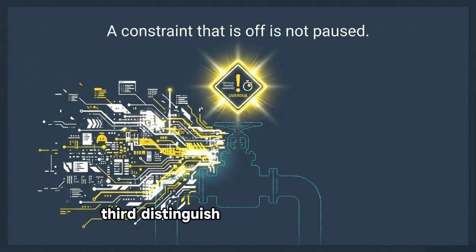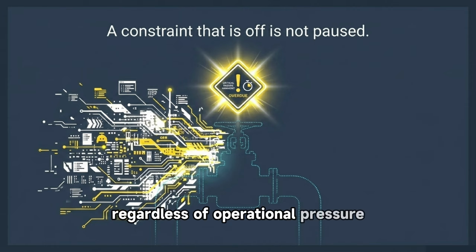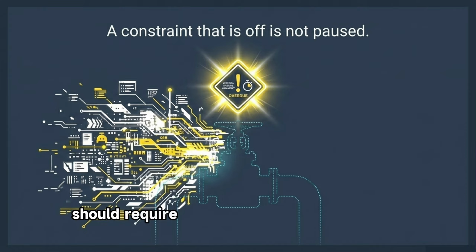Third, distinguish between constraints that can be temporarily suspended and constraints that cannot. Fraud prevention rules, security boundaries, and regulatory compliance constraints are not candidates for temporary disabling, regardless of operational pressure. These constraints should require an escalated approval process and executive sign-off, not because the technical action is harder, but because the accountability for the decision needs to be proportionate to the risk of getting it wrong.